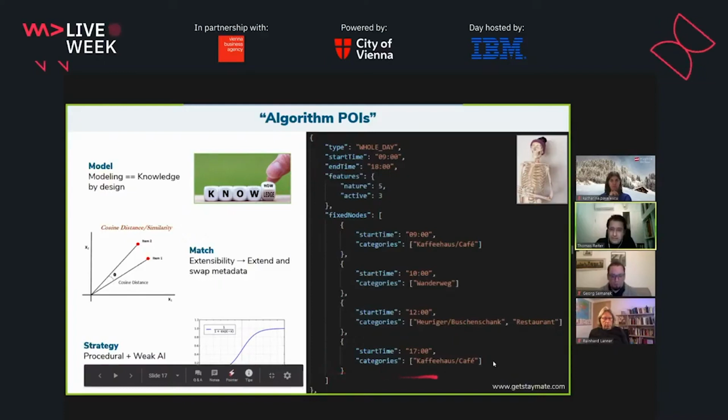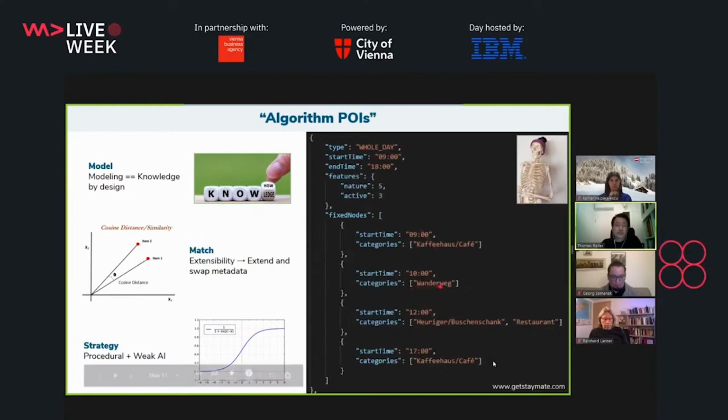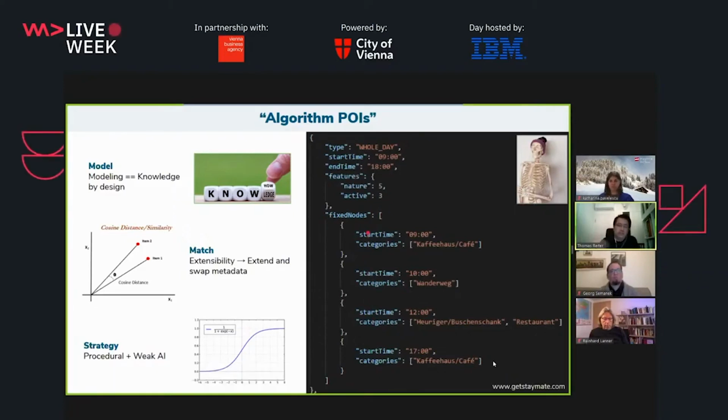On the right-hand side, you see the skeleton here. So this is a simple JSON model, and it has a few cornerstones in there. It says, okay, we're gonna have at 9 o'clock, try to find a coffee house. And since this is a plan for nature lovers and people who want to be active, try to fit in a hike and try to fit in a lunch break at 12 and so on. So this is the empty skeleton of a plan, and during the algorithm, this gets bigger and aggregated with lots of POIs.